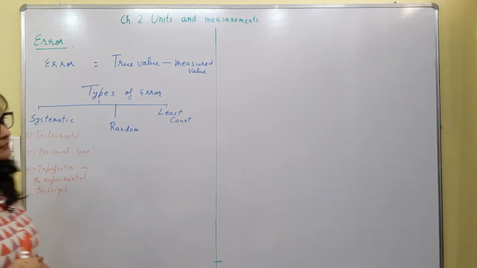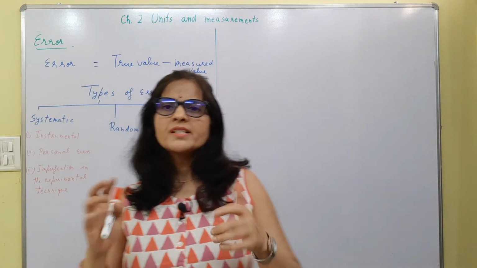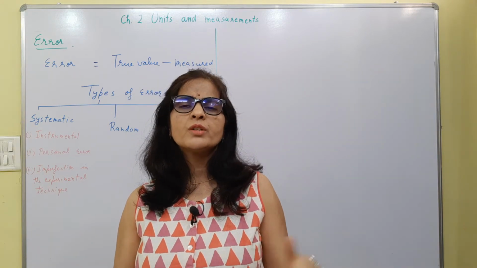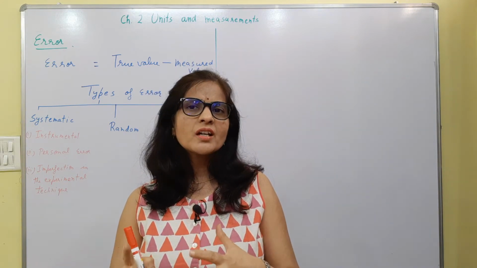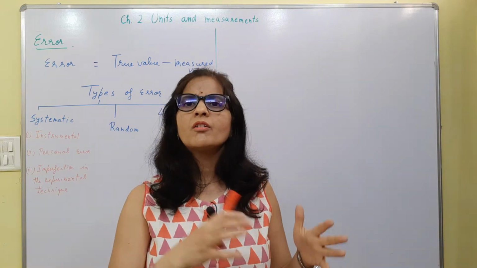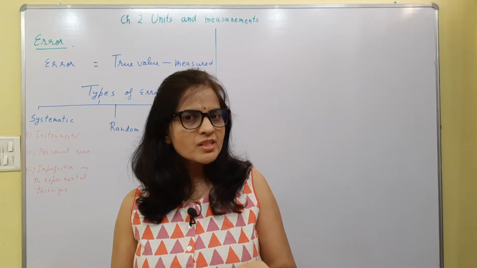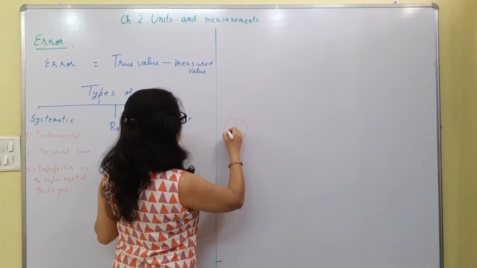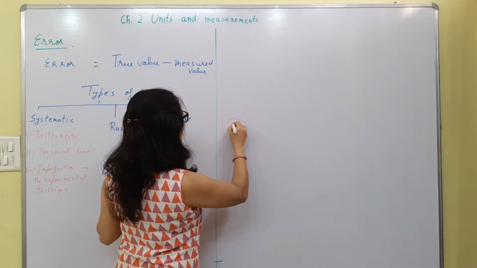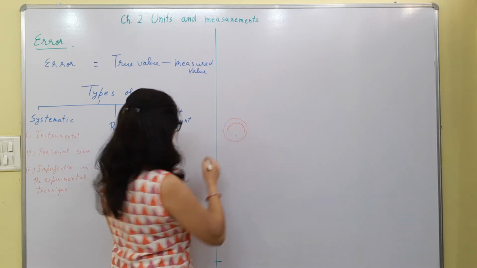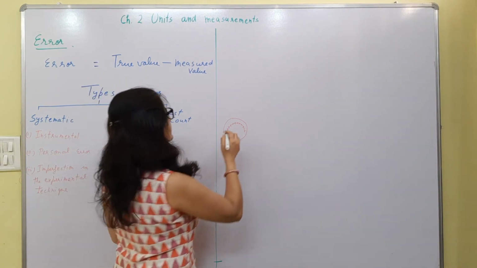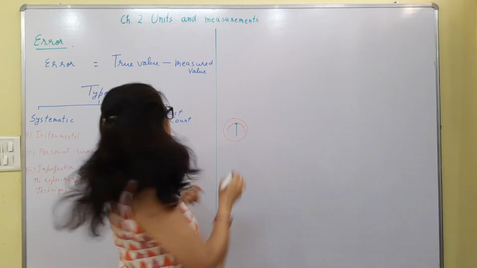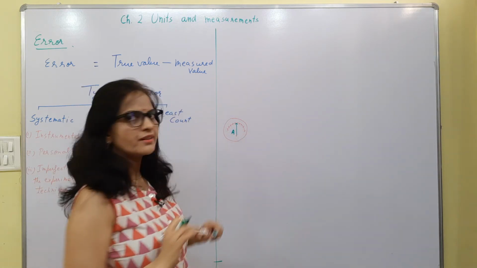Then we have personal error. You must have experienced in class 10th, when you did your Ohm's law experiment, that your teacher asked you to take the readings from the ammeter or voltmeter by keeping your head just above the instrument. You had this ammeter, which is used to measure current. There are different divisions, and when you measure the value, a needle points at some division, and you have to note down that reading.